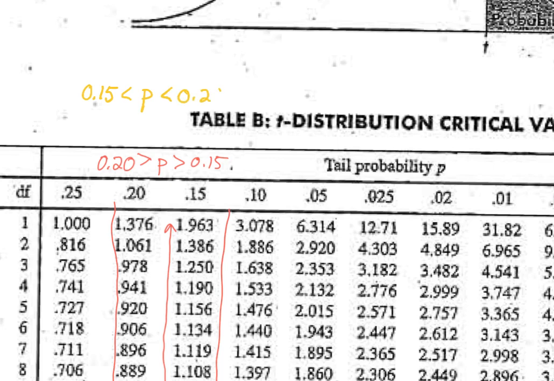But actually we're not done with this analysis yet, because we're not just talking about the area to the right of our t-value. We need that same area in the other tail. This is a two-tailed test. So we're actually going to have to multiply those by 2. So on the left we now have 0.30 is less than our p-value, which is less than 0.40. Now remember, those are probabilities, and our p-value is expressing a probability. So this is a probability that is somewhere between 30% and 40%.